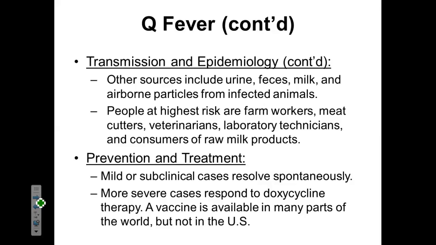How can we prevent and or treat this disease? Well, if we have a mild case of it, or a subclinical case, a case that doesn't merit going to the doctor's office, generally speaking, it's going to resolve all by itself. Our body's capable of fighting it off. However, if a severe or acute case is found, we are going to typically treat it with doxycycline. It is possible to get a vaccine for this disease. However, this vaccine is not currently approved for use within the United States by the Food and Drug Administration.